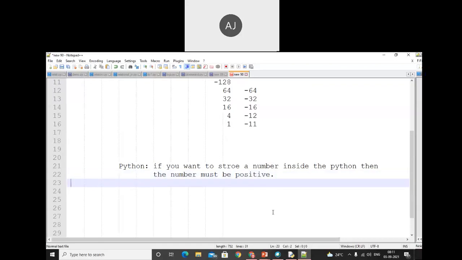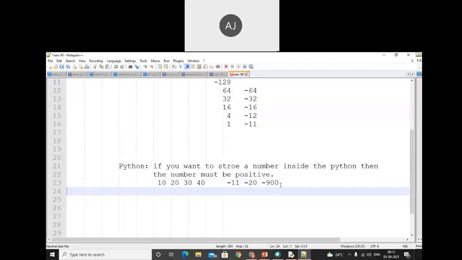Then another question will arise: if you want to store 10, 20, 30, 40, that will be okay because these are positive numbers. But when we talk about minus 11, minus 20, minus 900, are we able to store them inside Python? The answer is yes. But here I made a statement: if you want to store a number inside Python, then the number must be positive. So what happened? This negative number will also be stored inside Python, but in the form of a positive number by using 2's complement.